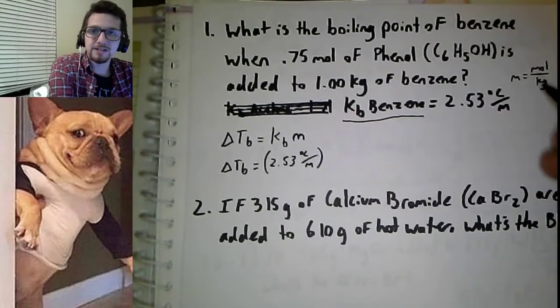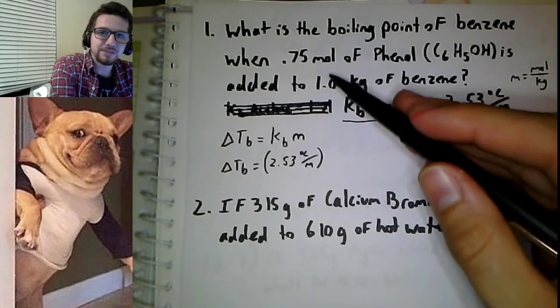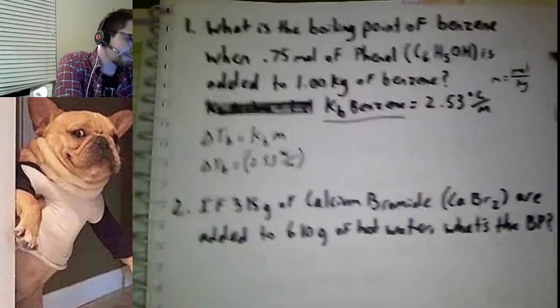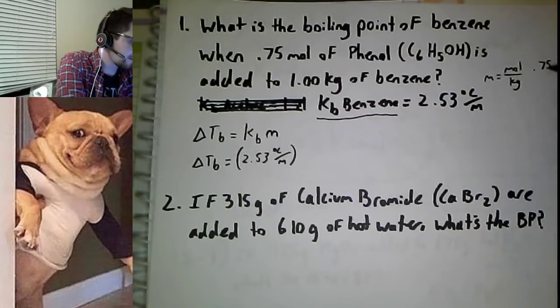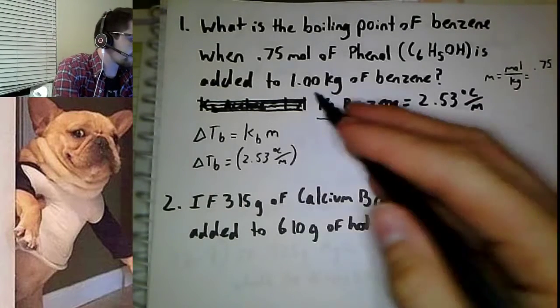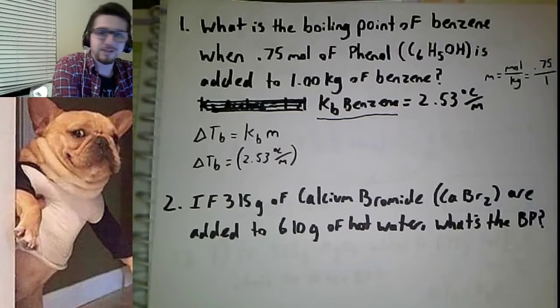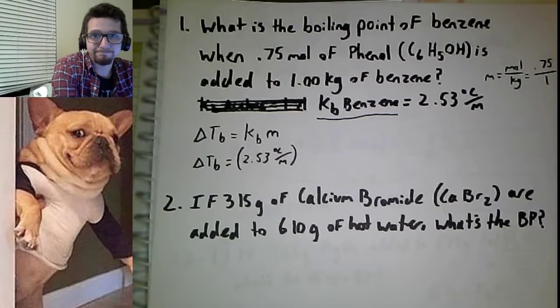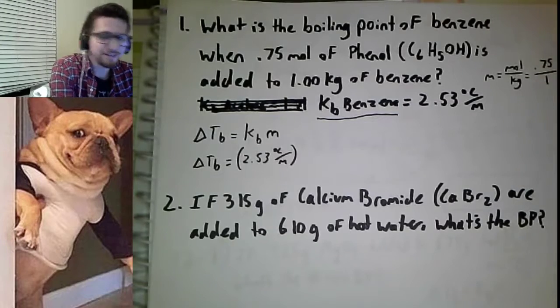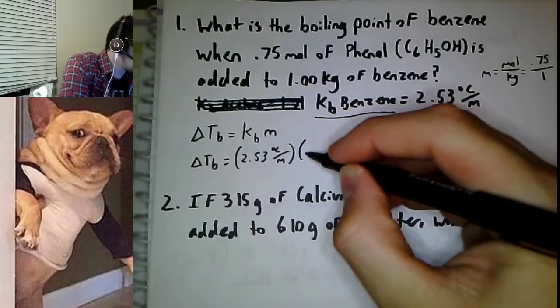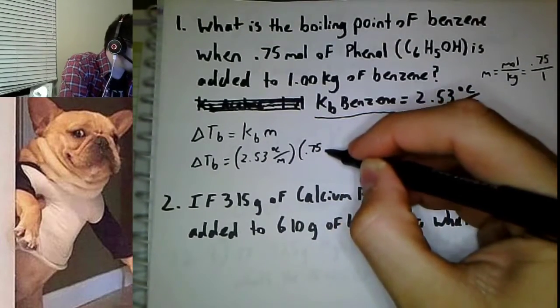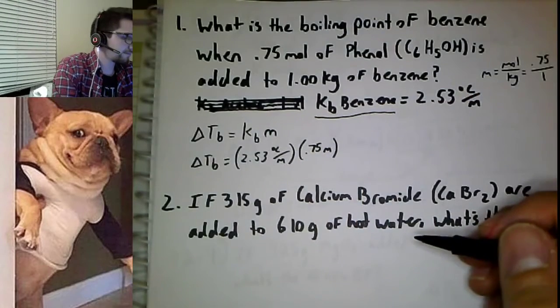So if this is moles per kilogram, how many moles did they give me? 0.75. How many kilograms do I have? 1. What's 0.75 divided by 1? That's still 0.75. So I have 0.75 m in here.